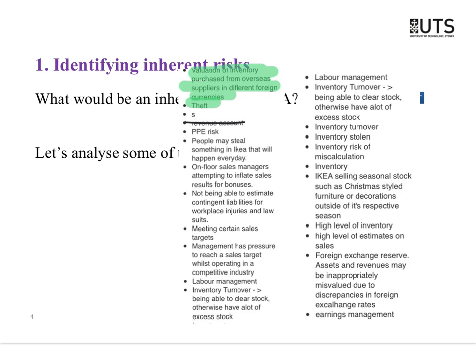So when you're answering this sort of question in the exam, something like up here is quite ideal because we've got detailed information about the item and how it creates a risk. All right, so PPE risk, probably not quite enough detail. So I'm going to cross that out because that's not quite suitable.